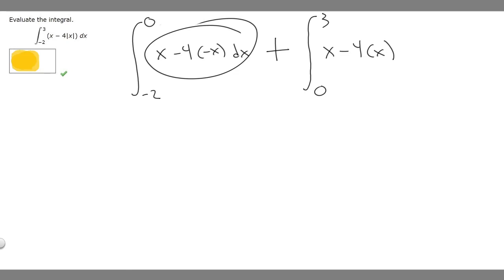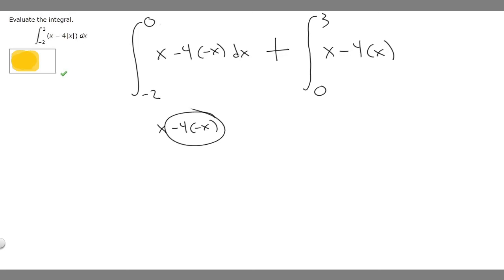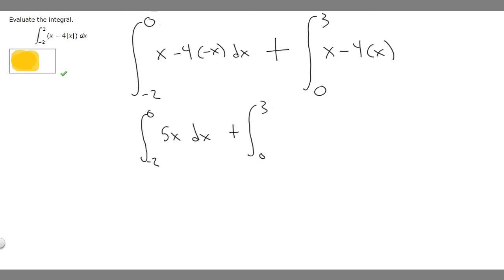So actually we can simplify this a bit more. x minus 4 times minus x is just going to be x minus minus 4x, so it's the same thing as adding them. So x plus 4x is going to become 5x. So the integral from minus 2 to 0 of 5x dx, plus this one from 0 to 3, and then x minus 4x is just going to become minus 3x dx. And all we got to do is solve.